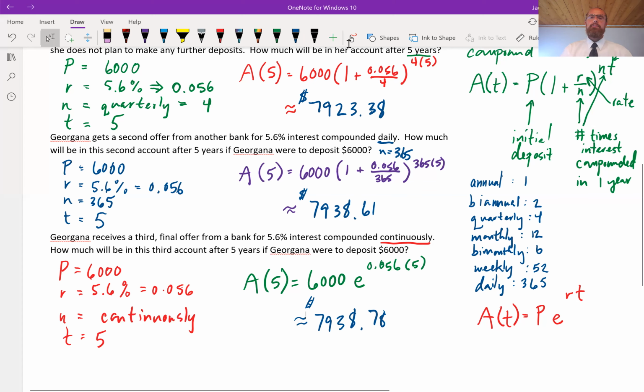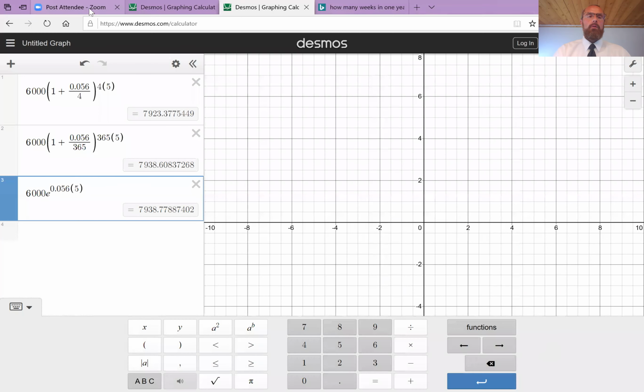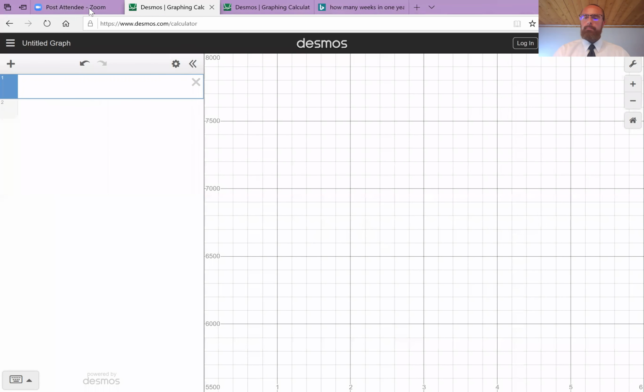Just to highlight the difference between these three functions, I want to go over to Desmos and take a look at what those functions might look like on a graph. So I'm going to bump over here. Now I've scaled this graph differently. Notice the y-axis is from 5,500 to 8,000, and I'm looking at x values from 0 years up to 6 years. So it's a different view of the graph. And what I'm going to do is type in those three functions.